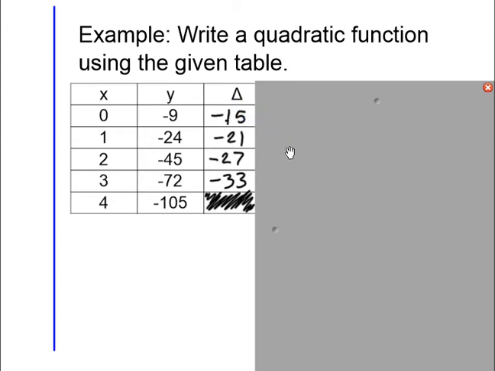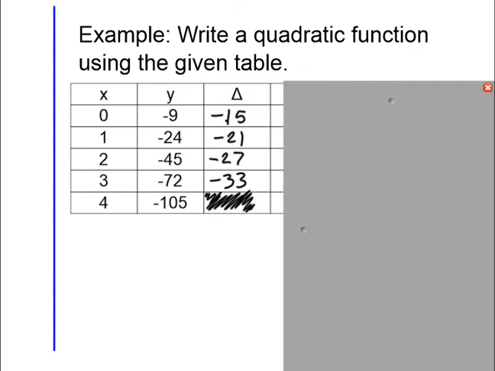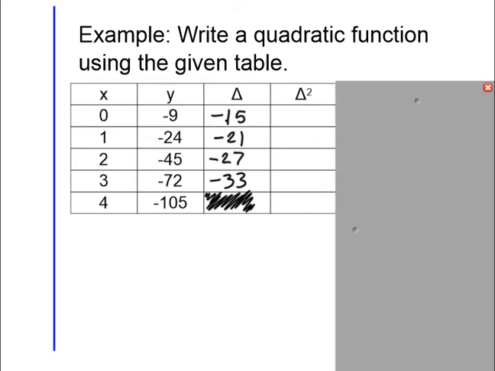Typically, what we'd want is a constant difference to figure out our slope. But since we're working with parabolas and quadratics, they're curves, so they don't actually have a slope. So doing this isn't enough. We need to figure out what is constant about these differences. We call this the second difference.